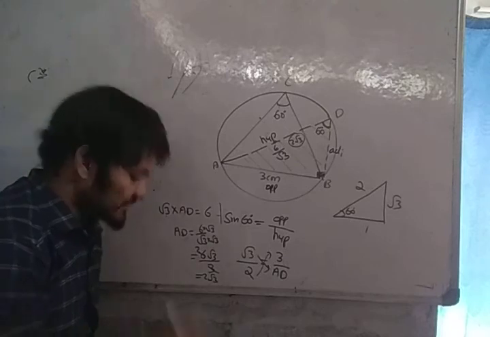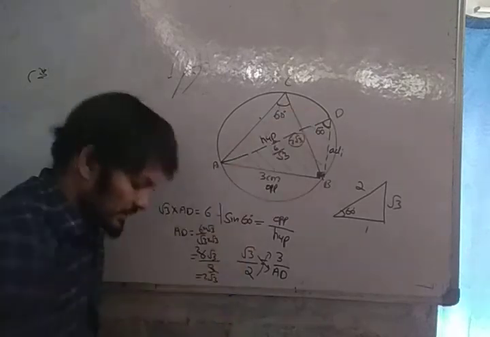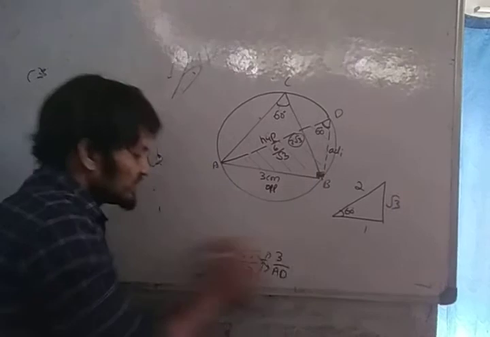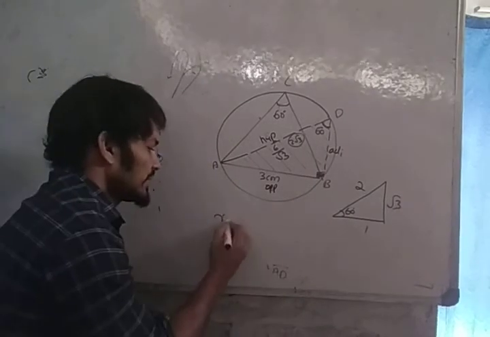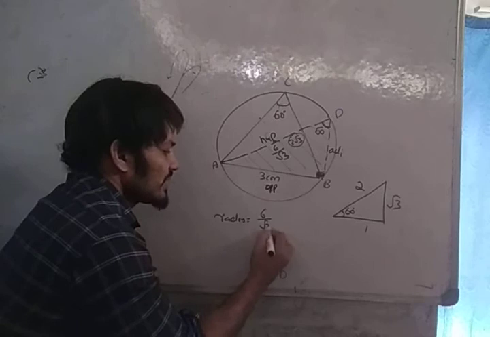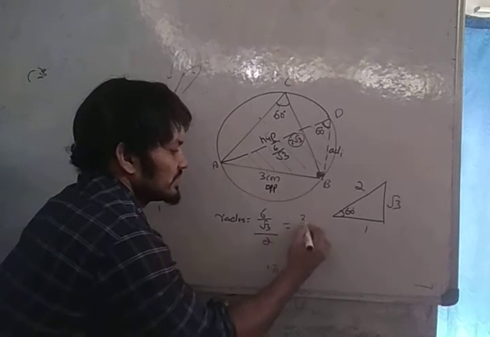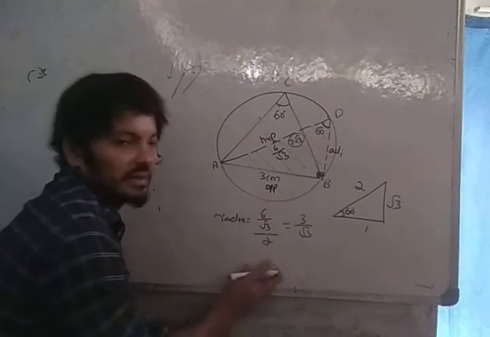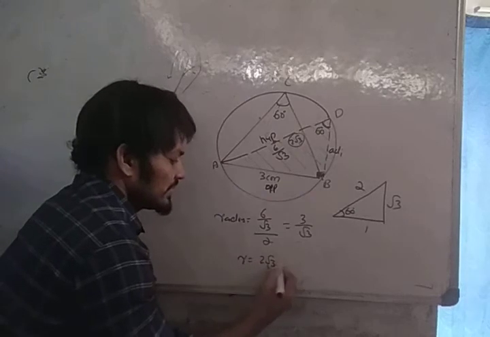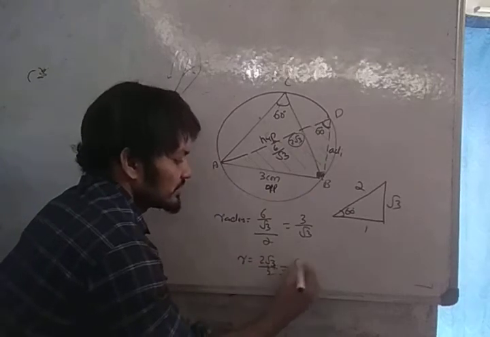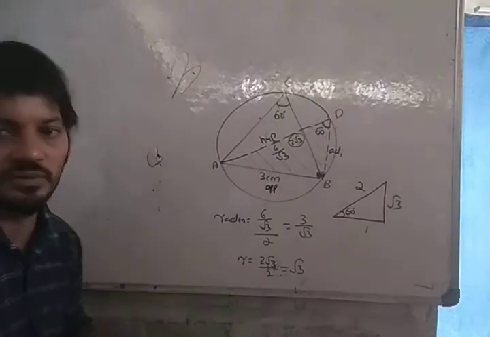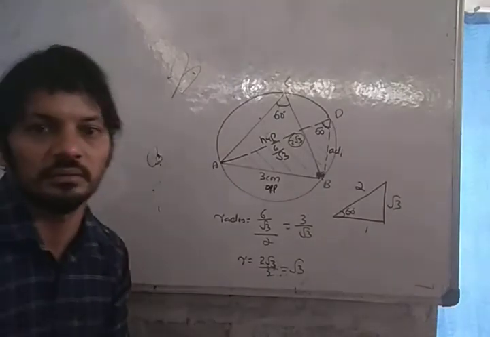Understood now? What is asked? Diameter not. Radius asked. So radius is equal to half of 6 by root 3, which means 3 by root 3. If using this one, the radius is half of 2 root 3, which is root 3. Both same, okay. You can use any one.